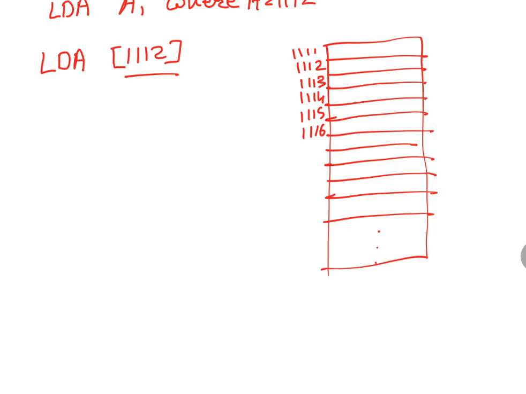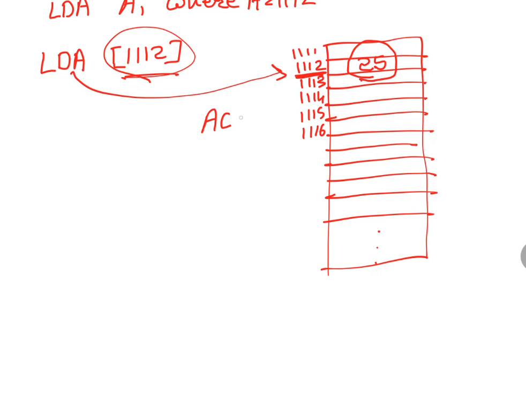Here I have some data, let us say 25. It will directly look into the memory for this particular address. At this address what data is available? 25. So it will load the data 25 into the accumulator.